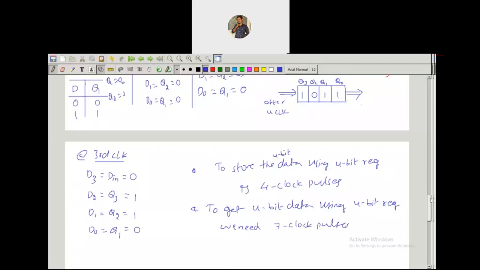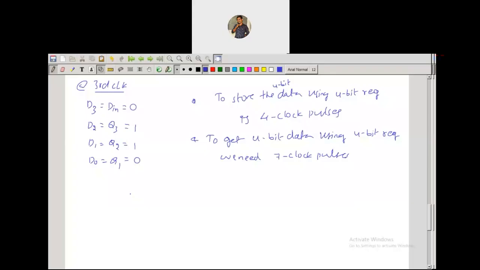You can observe how many clock pulses we have taken here. You can observe this table. Here we have taken the total 1, 2, 3, 4, 5, 6, 7. Total we have taken 7 clock pulses. After 7 clock pulses, we observe the 1011 at the output side, that is at the rightmost register Q0. Q0 is the serial output port. So we need the 7 clock pulses.